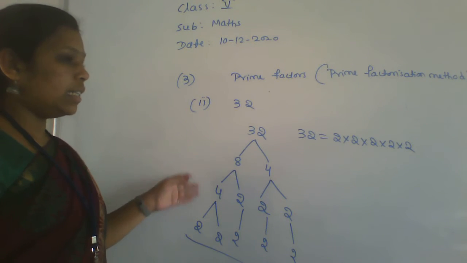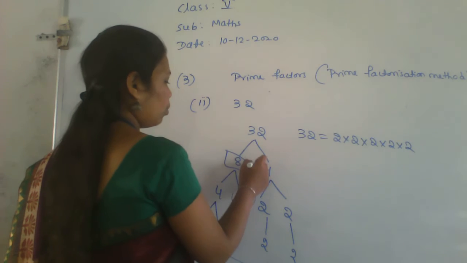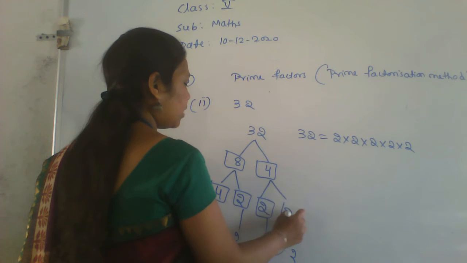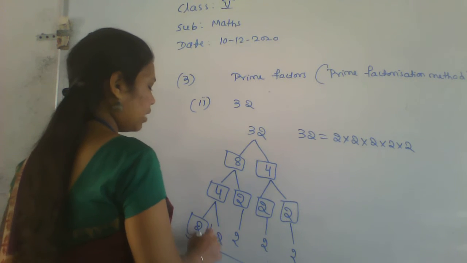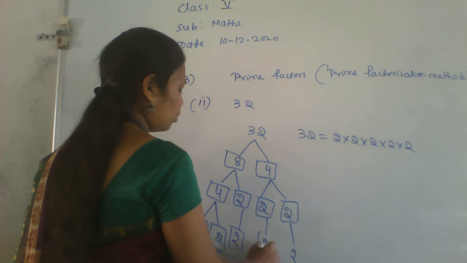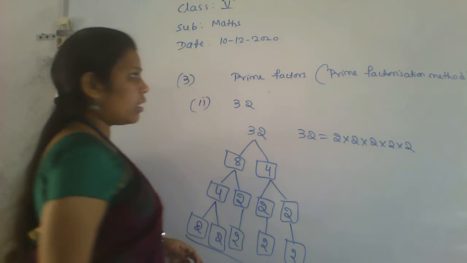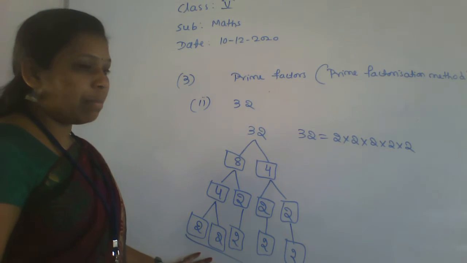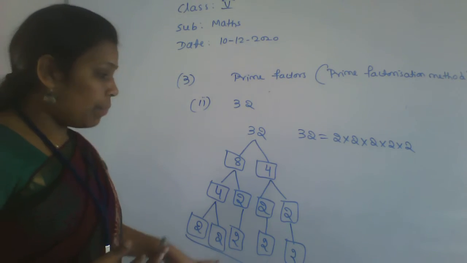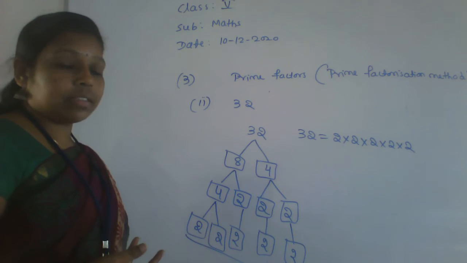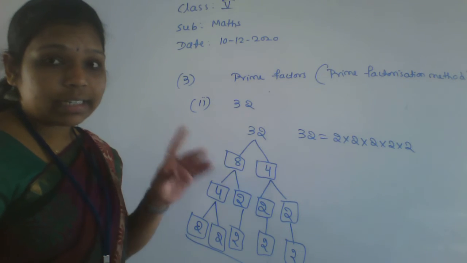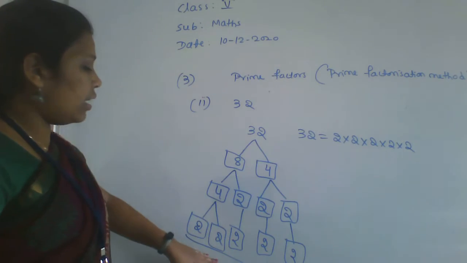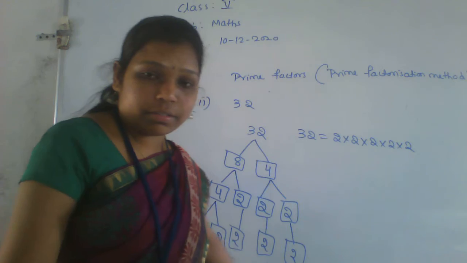Even this is called the factors tree method also. In the factors tree method, we are having a composite number also. But in this prime factorization method, at the end we are having only prime numbers. In the factors tree method, we are having composite numbers as well as prime numbers. But in a prime factorization method, at the end we are having only prime numbers.